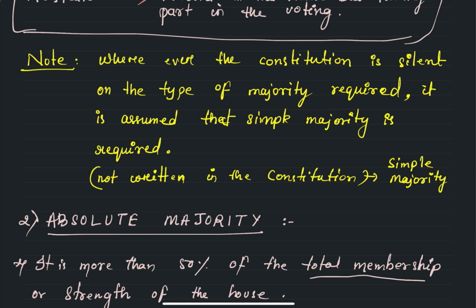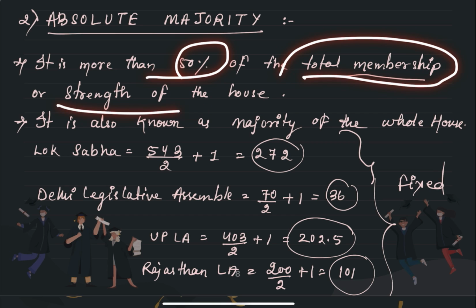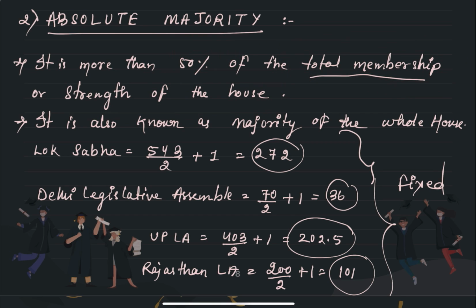Now let's talk about absolute majority. So absolute majority is more than 50% of the total membership or the strength of the house. That is also known as majority of the whole house. For Lok Sabha, that is 543 divided by 2 plus 1. So it is fixed that the absolute majority has to be 272.